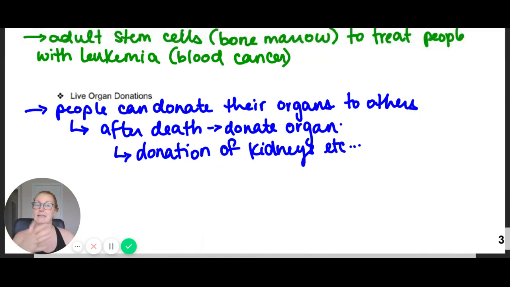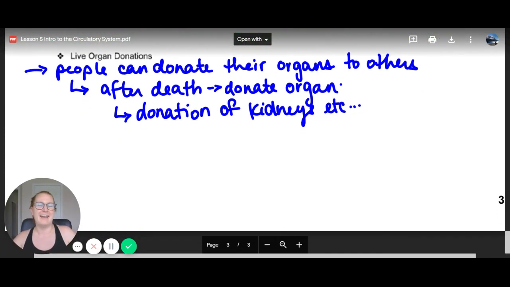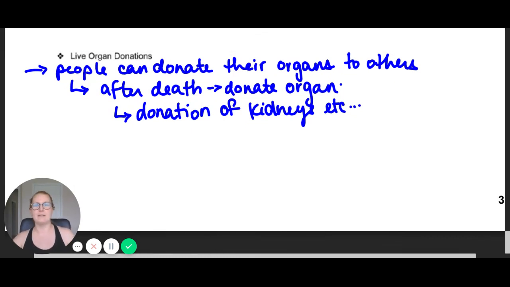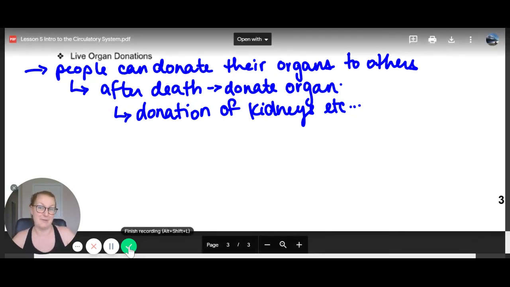So, things like the kidneys, where we have two of them, it's very possible to transplant one kidney from a person to another person. So, just something to think about. It's not only donating blood, but there's a lot of other possibilities that come up with this topic.